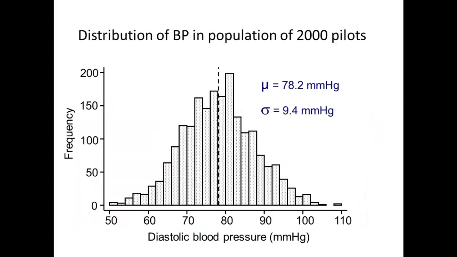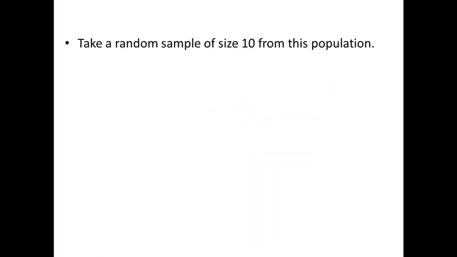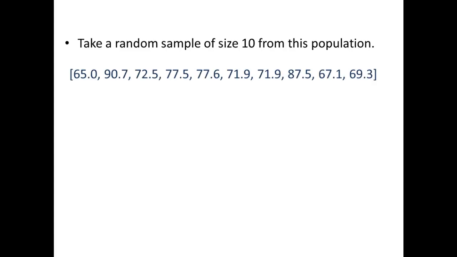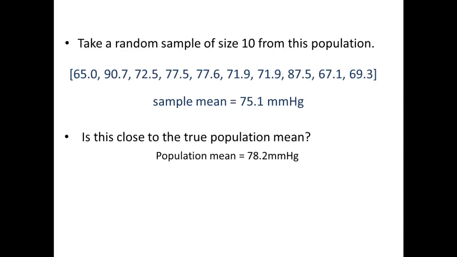And this is what the distribution of blood pressure in the population looks like. The true population mean is 78.2 millimeters of mercury, depicted by the Greek letter mu, our population parameter. And that's what we're going to try and estimate from taking samples. Standard deviation is 9.4 millimeters of mercury. So let's say we take a random sample of 10 pilots. Here's the data. We then calculate our point estimate, the sample mean. Is this close to our true population mean? We can see that it's different, but it's quite close. And the difference is due to random sampling variation.